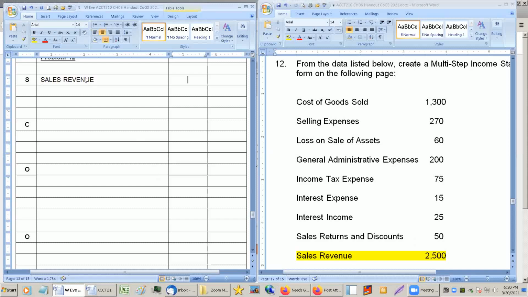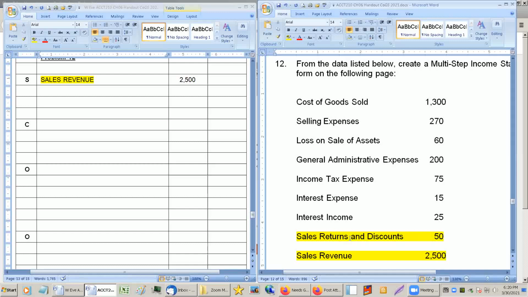Sales and revenue are the same thing. So that's sales revenue. Now we also have this down here though, and that is the sales returns and discounts. So these are things that have been returned, or we gave them discounts.